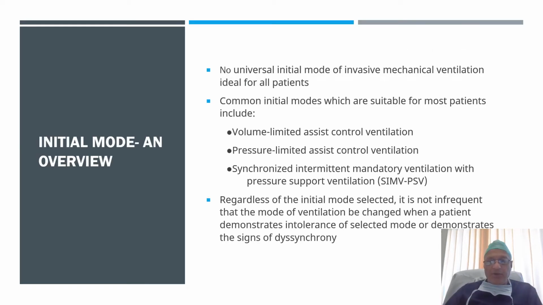It is important to understand that there is no universal mode which is suitable for all adult patients in the intensive care unit. Hence, regardless of the initial mode selected, it is not uncommon to change the mode if the patient demonstrates any intolerance or dyssynchrony to the selected mode. Common initial modes include volume or pressure limited assist control mode and synchronized intermittent mandatory ventilation with pressure support.